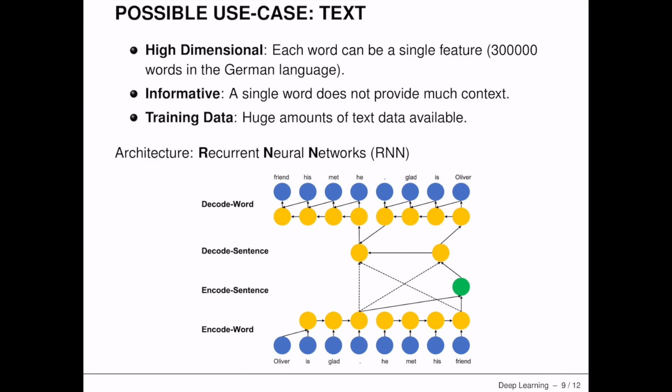Another possible data type is text. In text, each word is a single feature. And of course, there are a lot of features. For example, the German language contains more than 3,000 words. And text is usually composed of a lot of words. A single word itself is again not so informative, but only several words in the text are. And again, you can have a lot of data available depending on the application area.